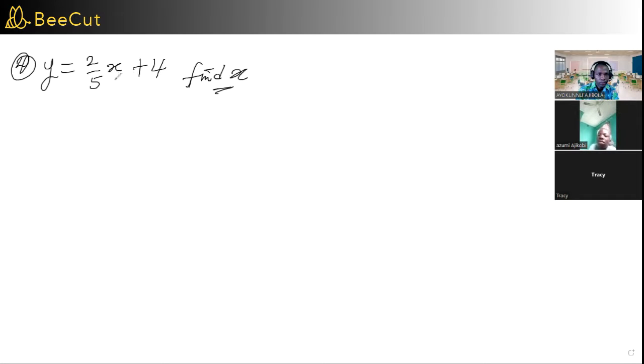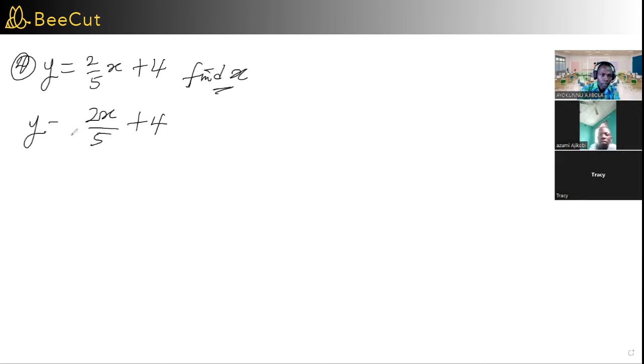To find x, you have to find the LCM first on the right hand side of the equation. And what are the things on the right hand side of the equation? That is 2 over 5x plus 4. So here, I'm going to find the LCM on the right hand side of this equation. That is 2x over 5 plus 4.